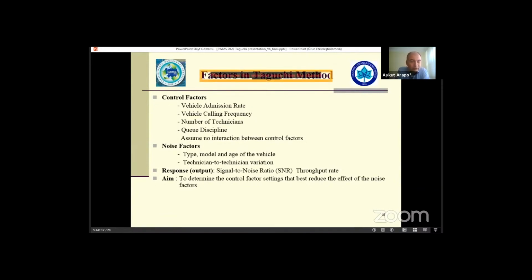And there are other factors called noise factors, which we do not have control over, because they are either too difficult or too expensive to control. For example, type, model, or age of the vehicle. There are some variations in the duration of the inspection because of the age of the vehicle. And also there are variations from technician to technician. An experienced technician can perform the inspection in a shorter time, and so on. So these are the noise factors, and we don't have any control on them.